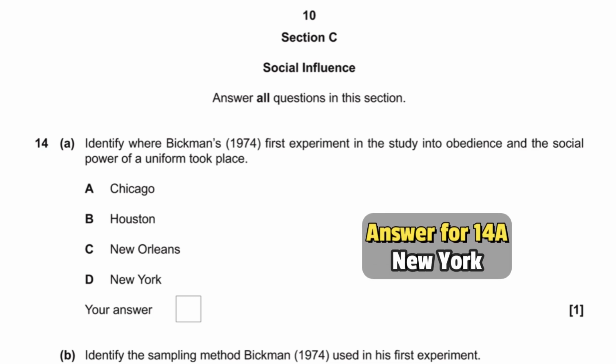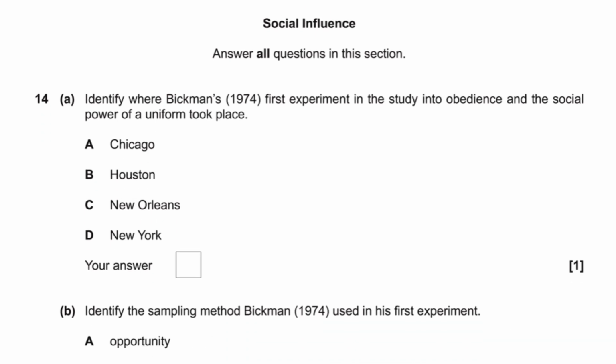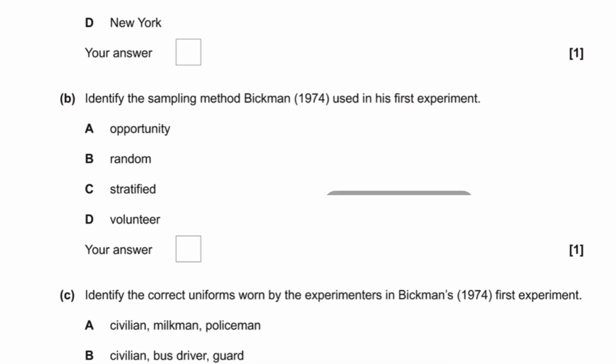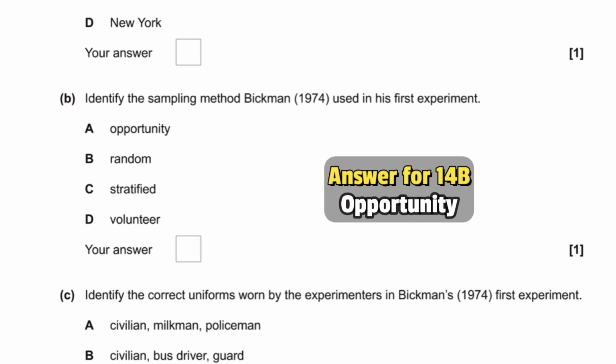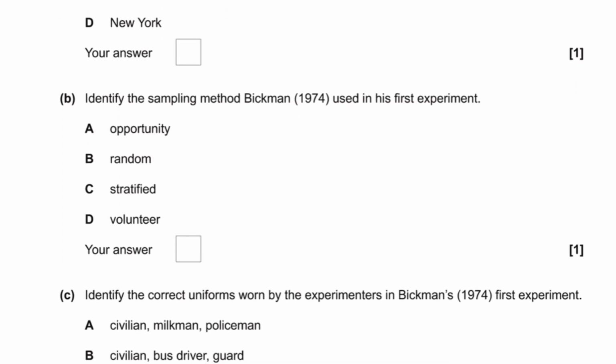It might be worth you having a look at where certain studies took place and see if you can try and learn that as part of your revision. Now, the type of sampling used by Bickman is an opportunity sample. This is because he just took to the streets of New York, found the first people that he could to do his field experiment on, and he did it. So that's called an opportunity sample.